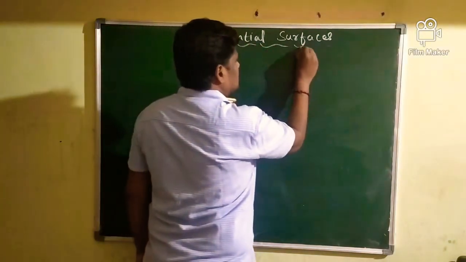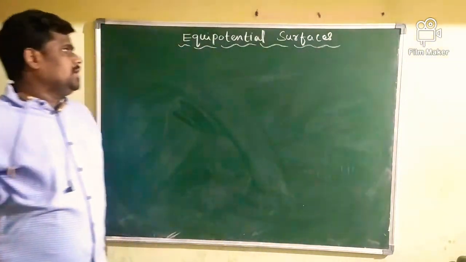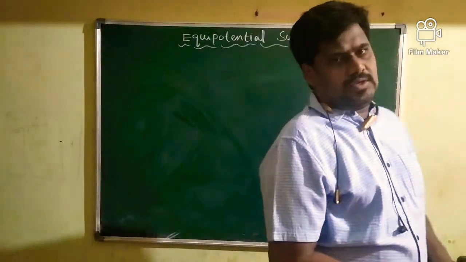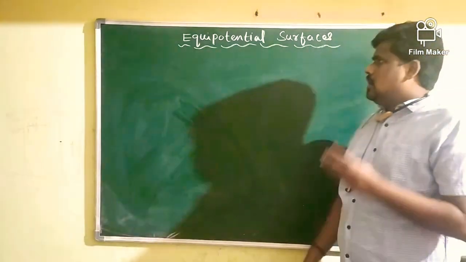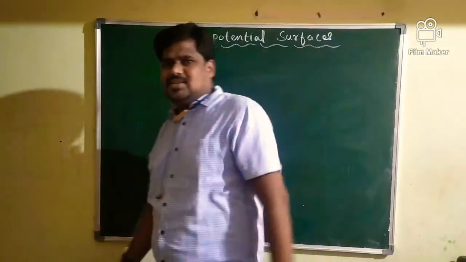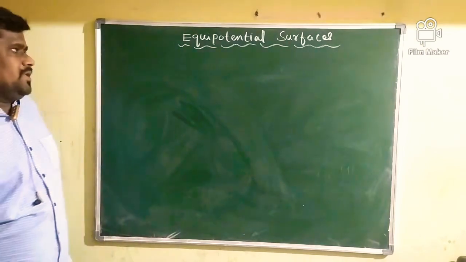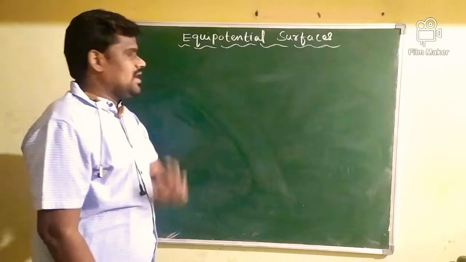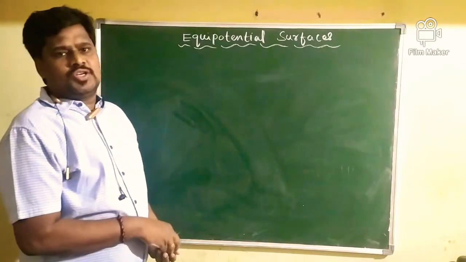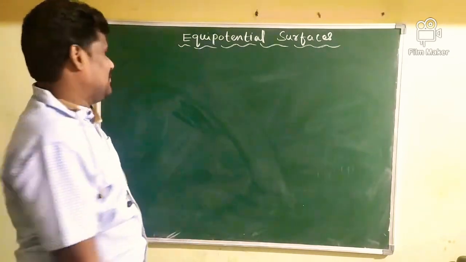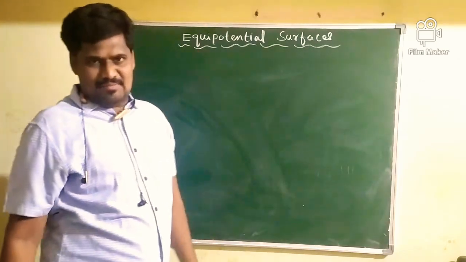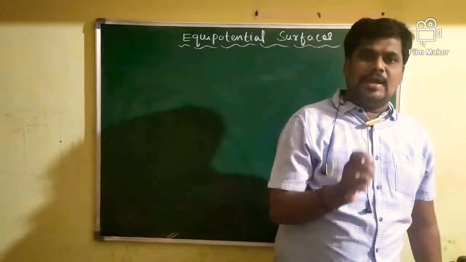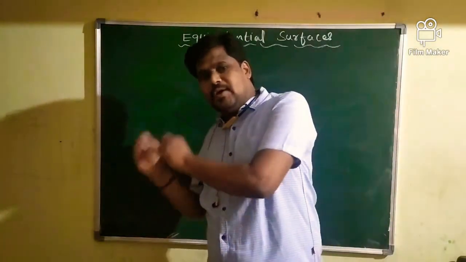As far as the examination is concerned, this is another important concept. Many times the definition of the equipotential surface is asked in the examination. Look at the title here. The title itself will give the definition. Equipotential surface: equi means same. Any surface which has the same electrostatic potential at every point.